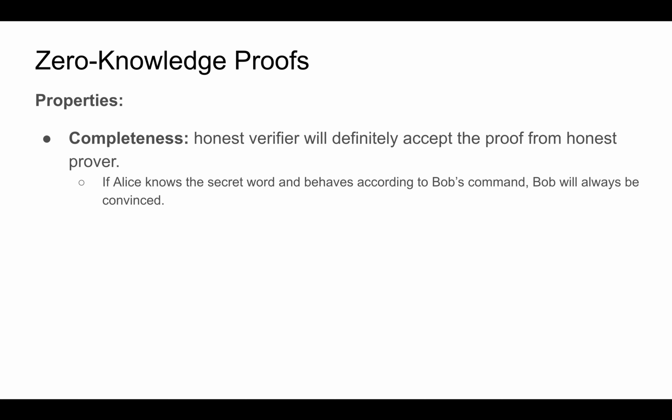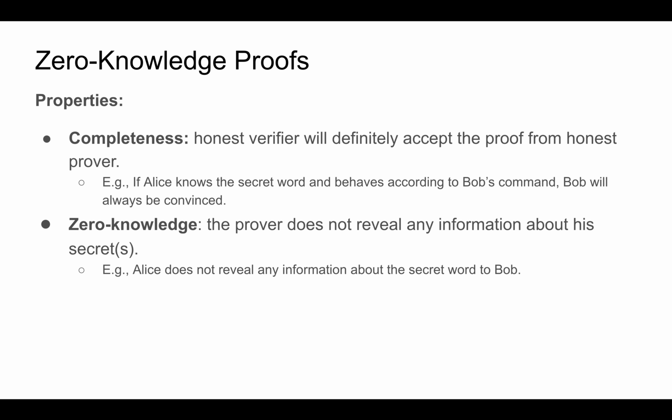The whole process between Alice and Bob is actually a zero-knowledge proof protocol, and it satisfies the following three properties. The first one is called completeness, which means that an honest verifier will accept the proof from an honest prover. In this example, it means if Alice really knows the secret word and behaves according to Bob's command, Bob will always be convinced.